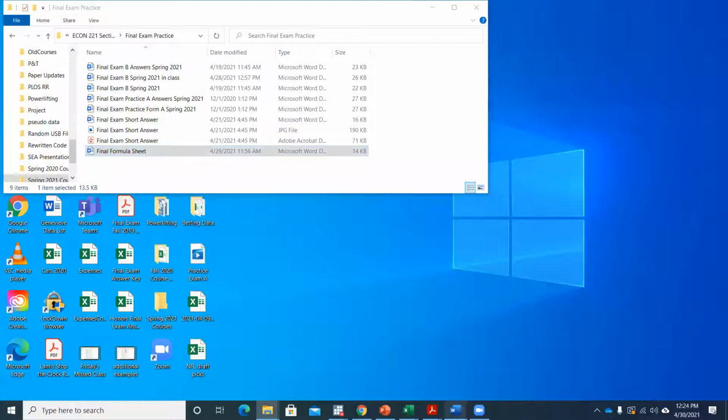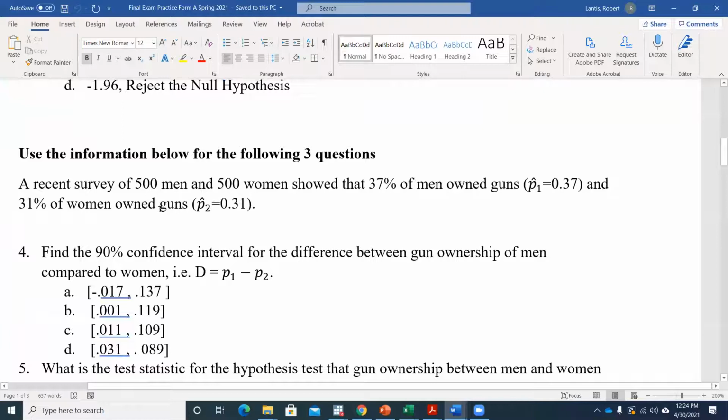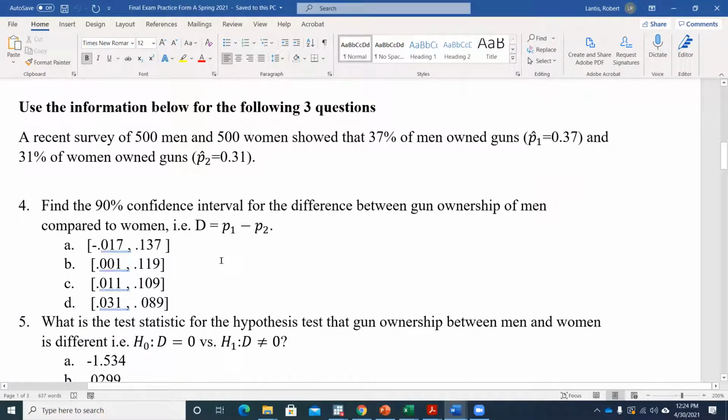However, I will work through some of it now unless I have any additional questions, because there's this one I know we haven't seen us work through. No questions? All right, so we've got this example where we've got 500 men, 500 women. Keeping the sample size the same makes it a little easier to keep track of things. I've got 37% of men owning a gun, 31% of women. I then tell you that group 1 is men, group 2 is women.